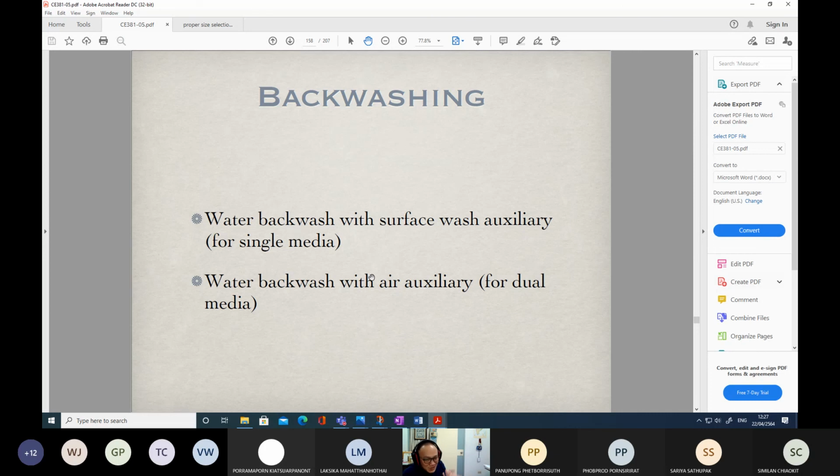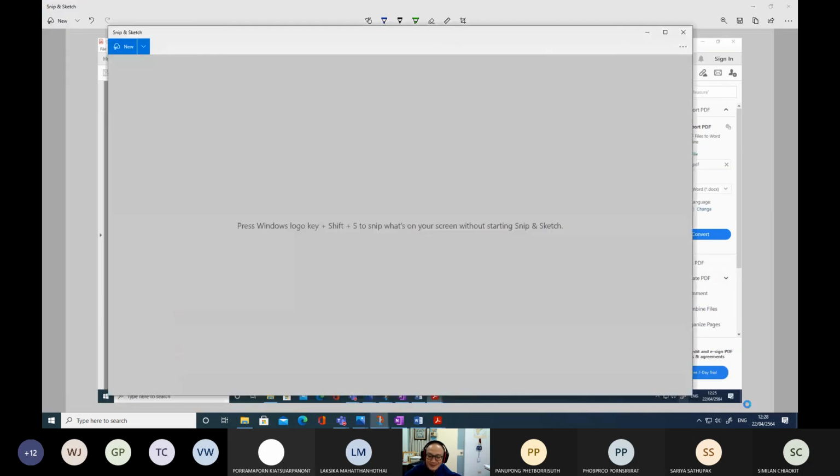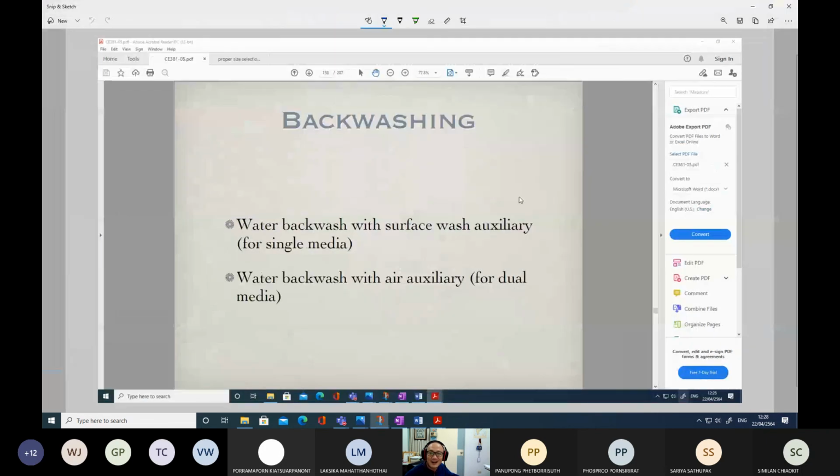But if we use dual media, for example, we use the anthracite and sand. So anthracite should be aligned above or below the sand?